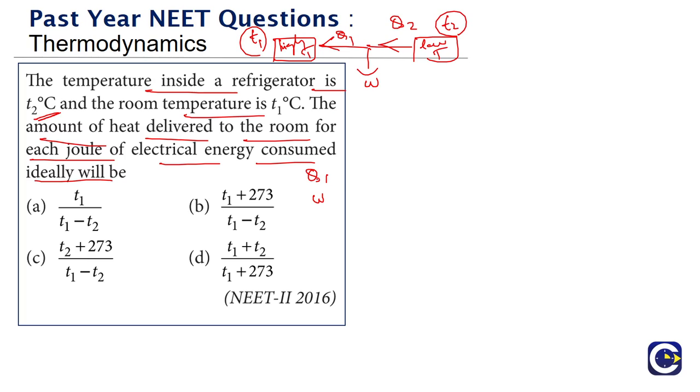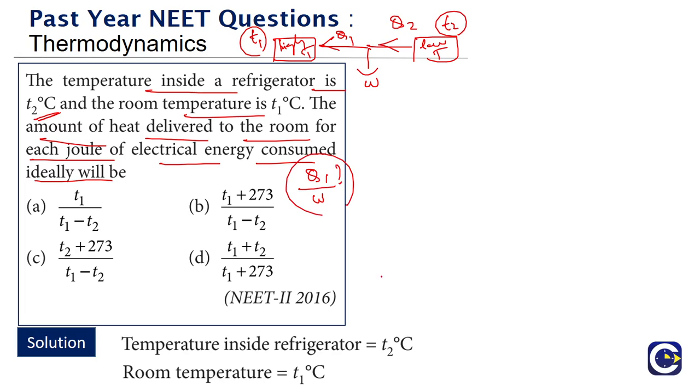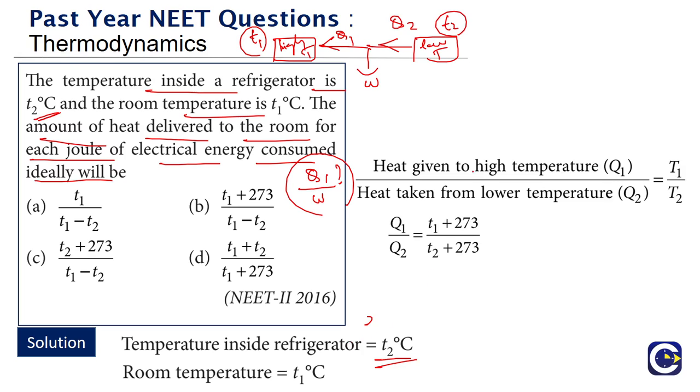So what are we looking for? We are looking for this value Q1 by W. First we'll look at the temperatures given to us. Inside the refrigerator is t2 Celsius. Room temperature is t1. So as per the ideal efficiency, the Carnot's efficiency, Q1 by Q2 should be equal to capital T1 by capital T2. Means Q1 by Q2 will be small t1 plus 273 divided by small t2 plus 273, because we have to convert the Celsius temperatures into Kelvin.